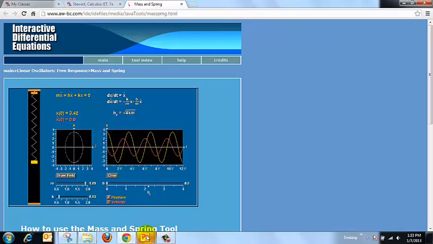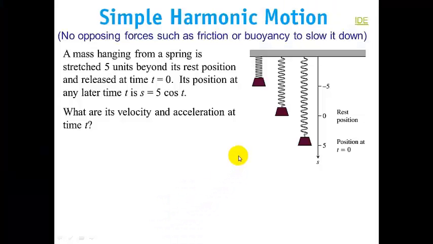So let's go ahead and go back to our problem, and now we have sort of a sense of this spring and mass. We have a rest position, and then we have it hanging and it is stretched 5 units beyond its rest position and released. So we take this thing and we stretch this down by 5.